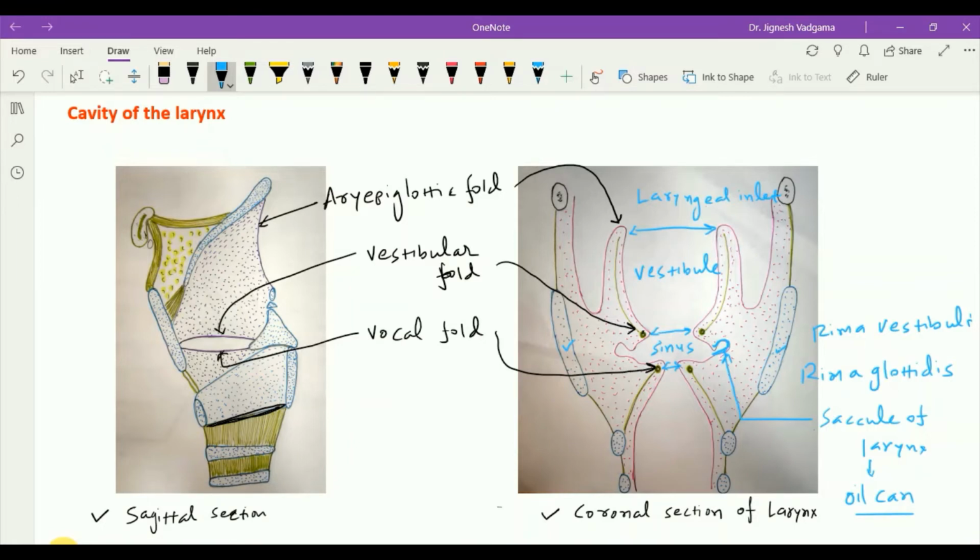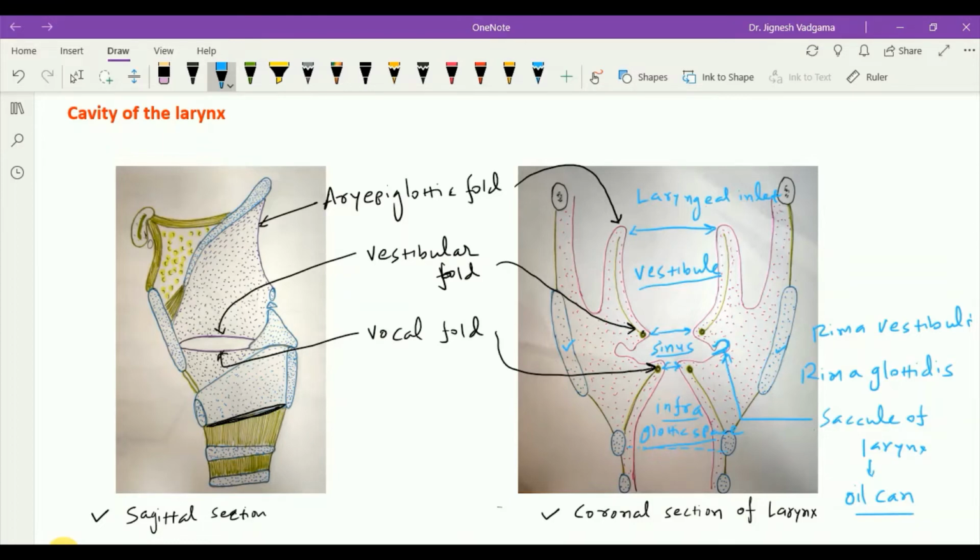The space below the rima glottidis, up to the lower border of the cricoid cartilage, is called the infraglottic space. So the interior of the laryngeal cavity subdivides into three divisions: vestibule, sinus of the larynx, as well as the infraglottic space, by the laryngeal inlet, rima vestibuli, and rima glottidis of the laryngeal cavity.